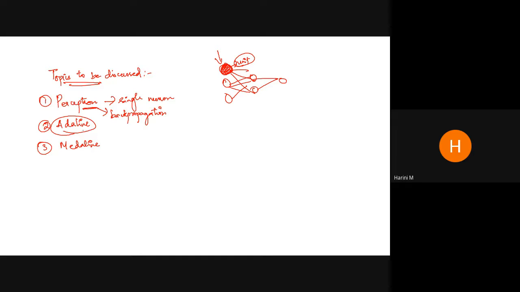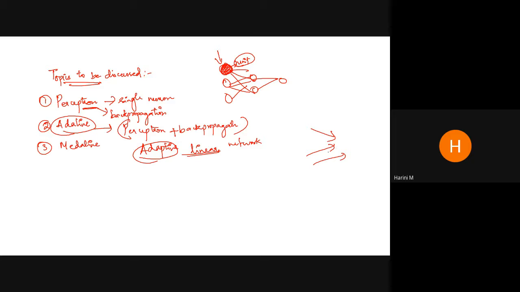It's the same perceptron with back propagation. So this combination is known as Adaline. The expansion for Adaline is adaptive linear network. So it will adapt on its own according to the given scenarios. It's a linear structure, which means the information flows in a straight direction, the forward direction.